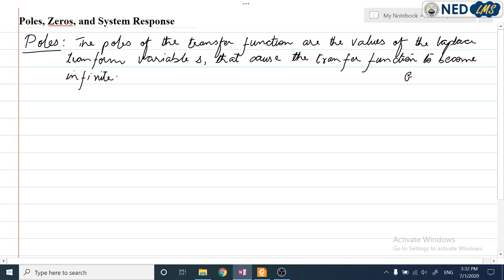So if we have a transfer function, this G of s, with s plus 8 in the denominator, the values of the roots that are present in the denominator are basically the poles, because if I put s plus 8 equal to 0, or s equal to minus 8, it will cause this transfer function to become infinite.